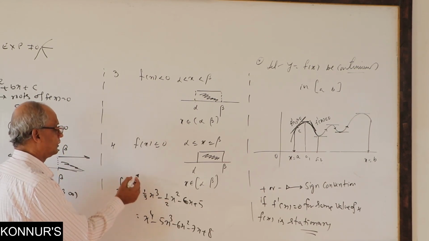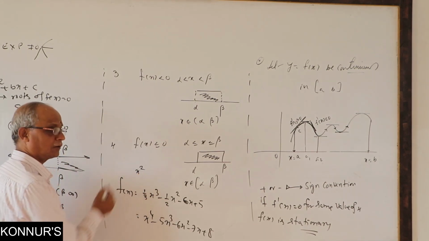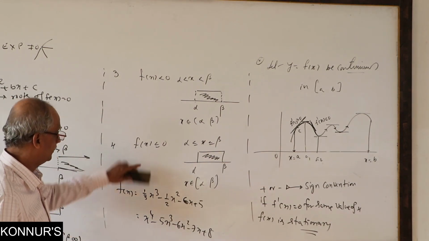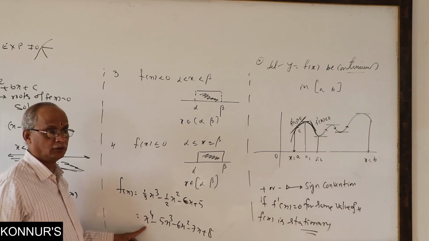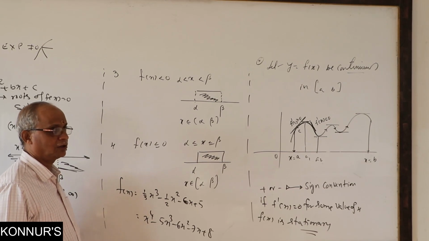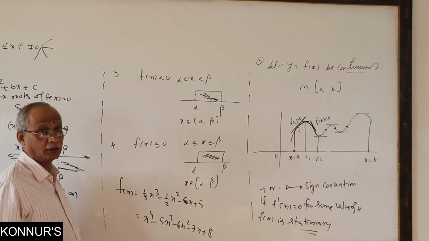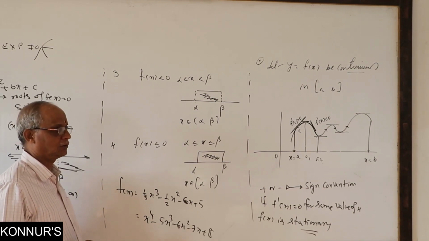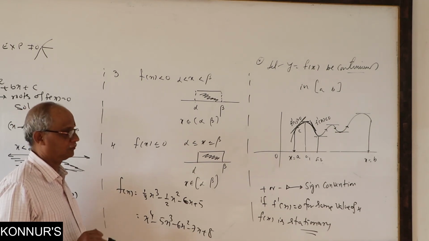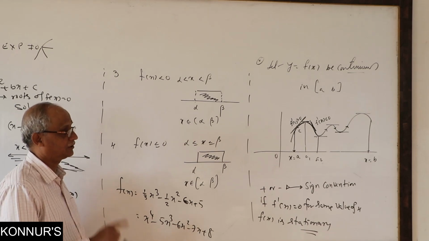Third degree, what is the derivative? It becomes a square, a quadratic function. Quadratic means how many roots are possible? 2. Fourth degree, what is the derivative? A third degree polynomial. 3. That is why an nth degree polynomial gives at most, means maximum, n minus 1 stationary points.